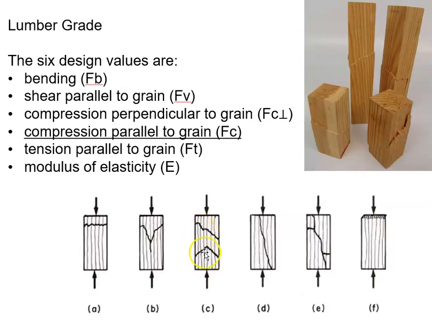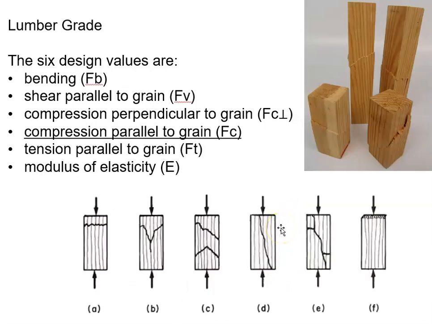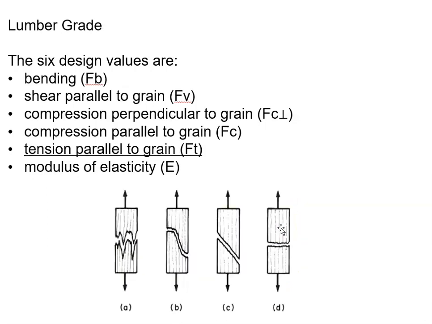Compression parallel to the grain. So here the grain is running up and down, and we know two arrows facing each other is compression. So here are some posts or columns that have been crushed in compression parallel to the grain. And finally, tension parallel to the grain. So same as the slide before. Here they're pushing in and crushing. Here they're pulling apart and tearing. Okay, and just different ways relative to the grain that the tearing or the crushing could happen.